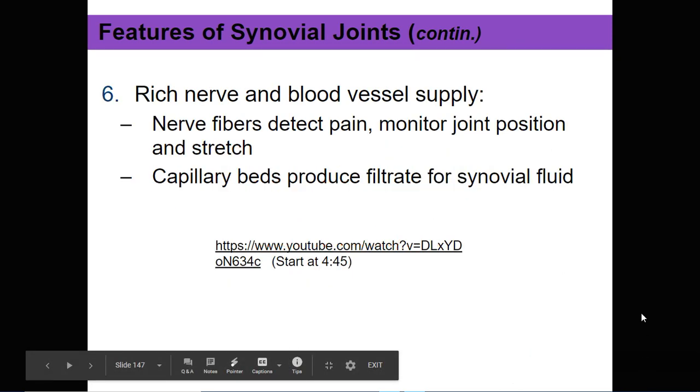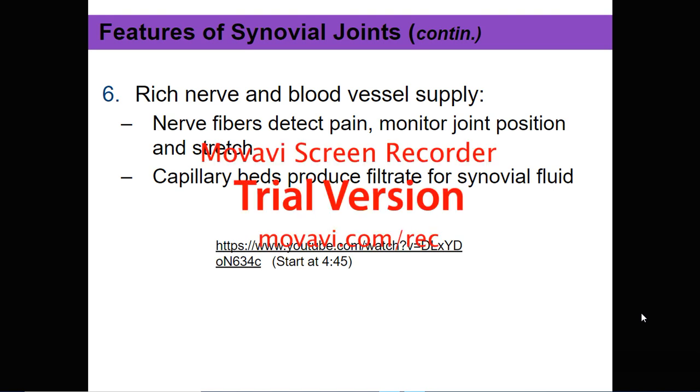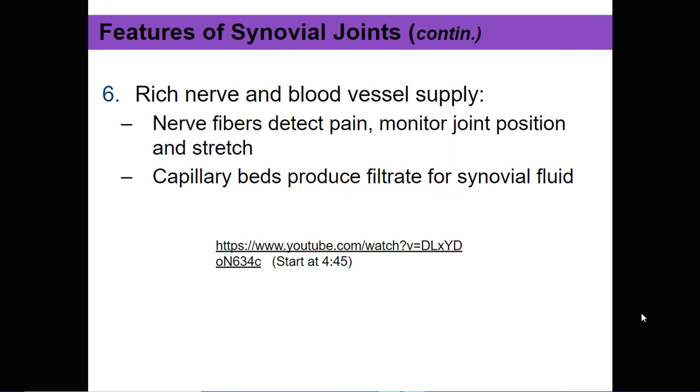The last feature of synovial joints are nerve and blood vessel supply. Synovial joints are richly supplied with sensory nerve fibers that innervate the capsule. Some of these fibers detect pain, but most monitor your position and stretch. So that's going to be important for maintaining our posture and body movements.